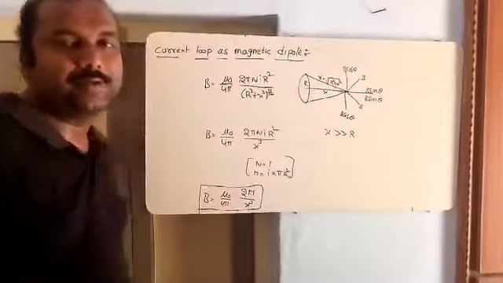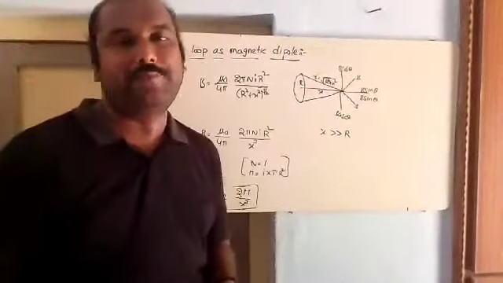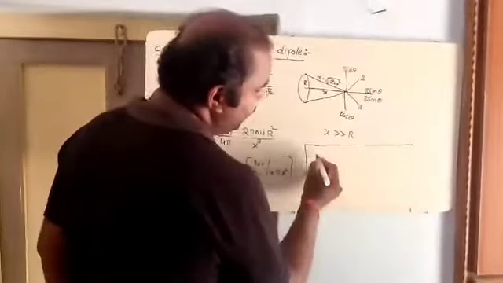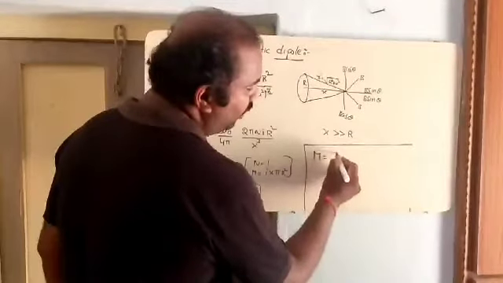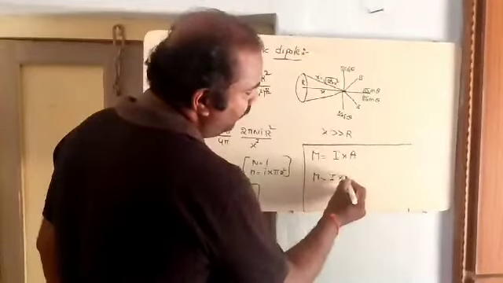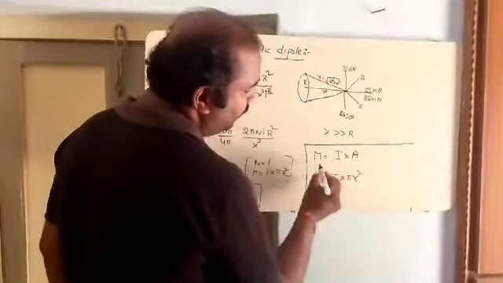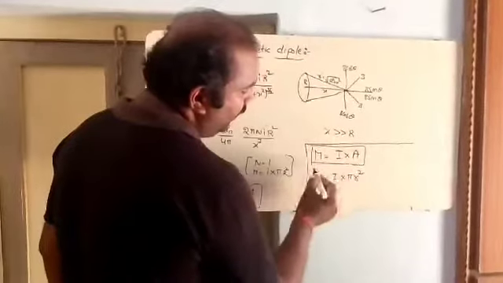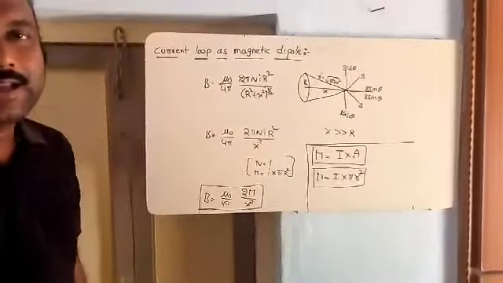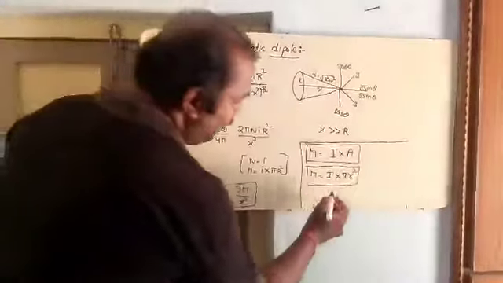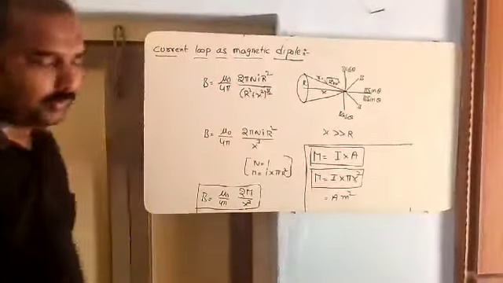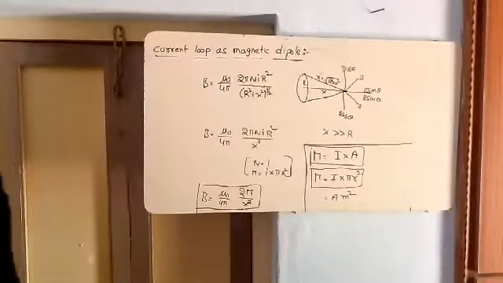What does the m stand for? The m stands for the magnetic dipole moment. How can we define this magnetic dipole moment? The magnetic dipole moment is the product of current and area, so m is equal to I into pi r squared. This product of I into area is what we call the magnetic dipole moment. What are its units? Its unit is ampere meter square.